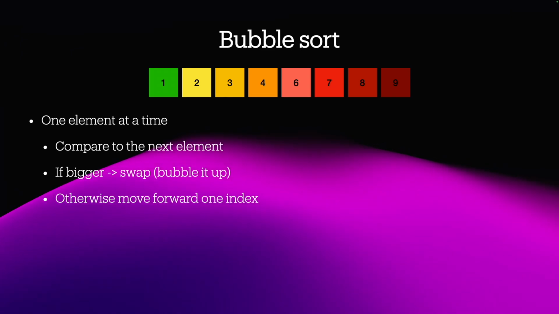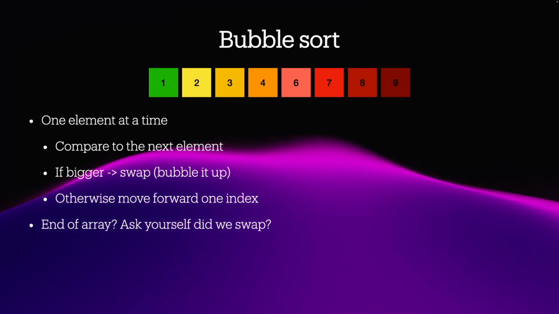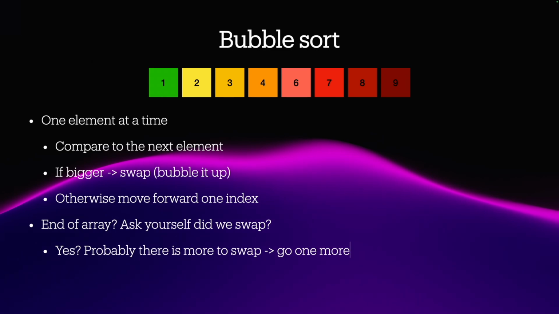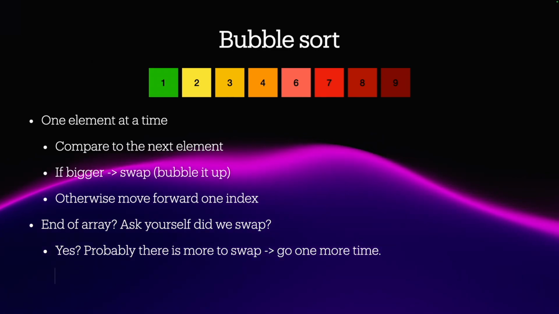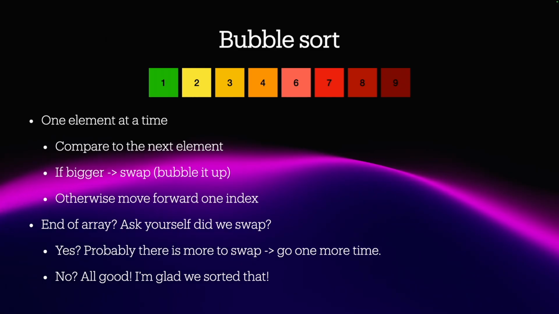When we reach the end of the array, we ask ourselves a simple question. Did we swap anything? If so, probably there is more to swap. Did we do it again? If we didn't, then that's all good. The array is sorted.